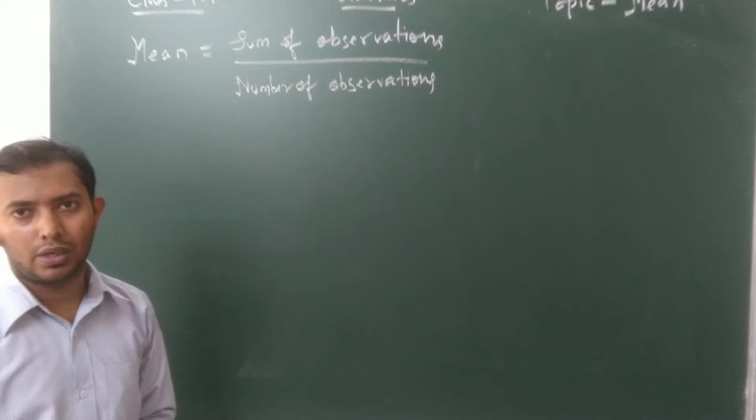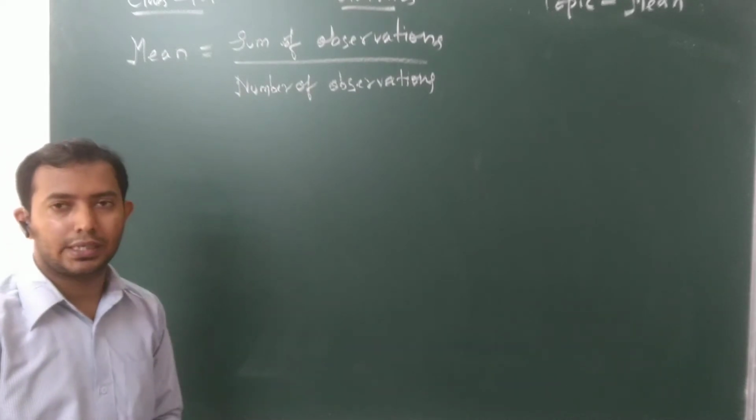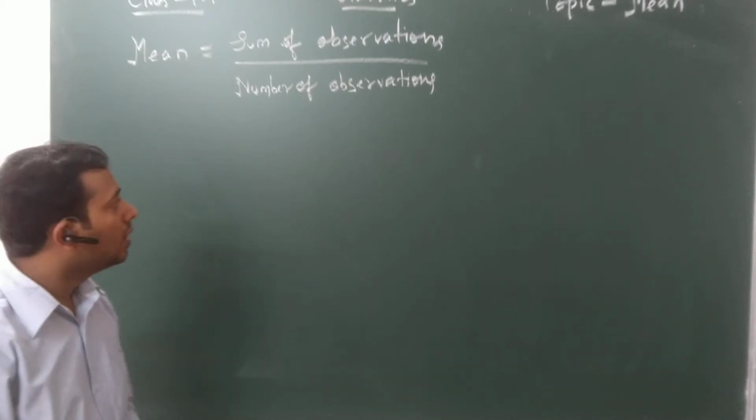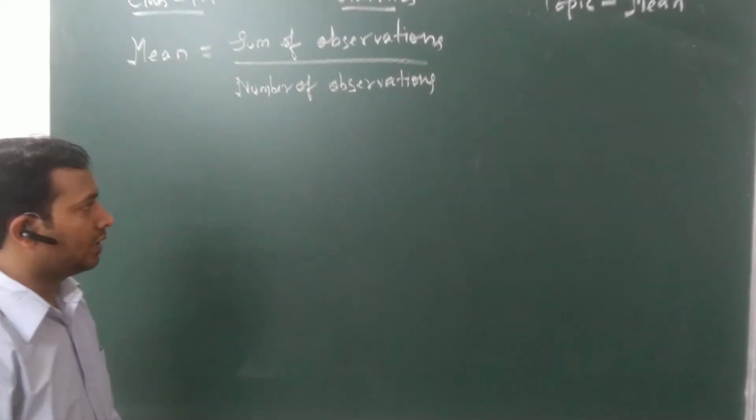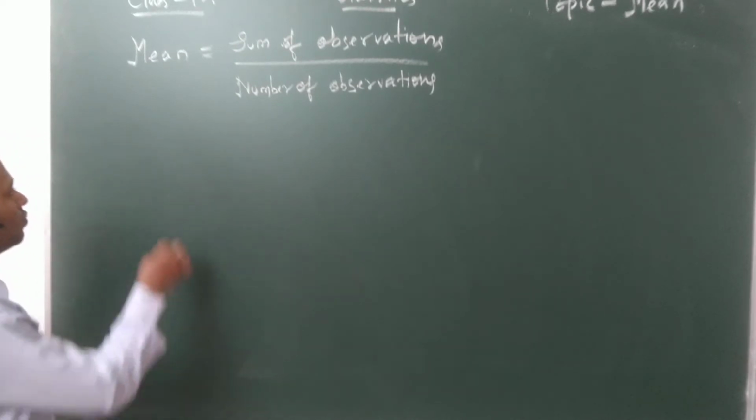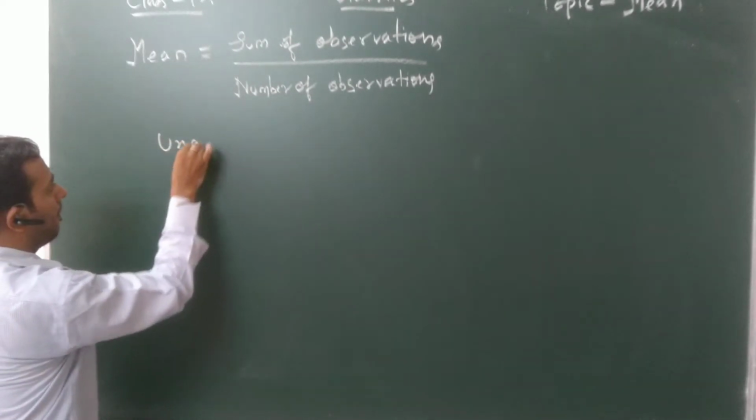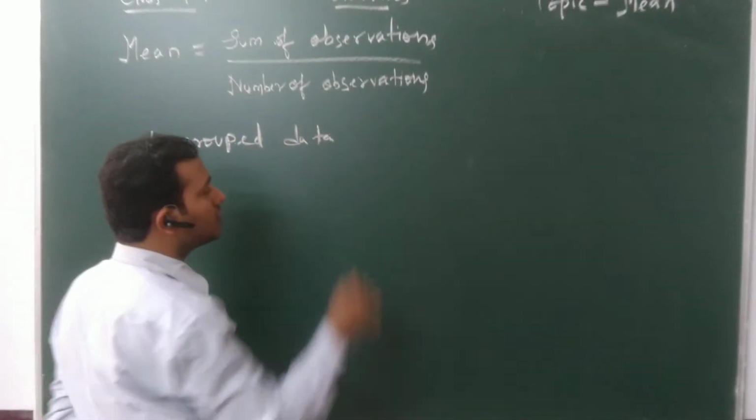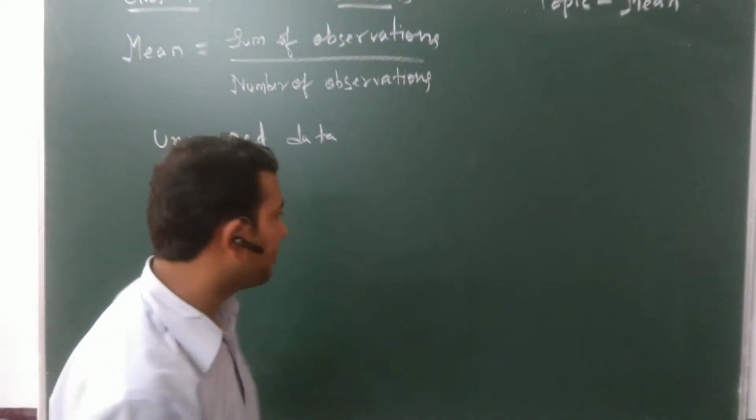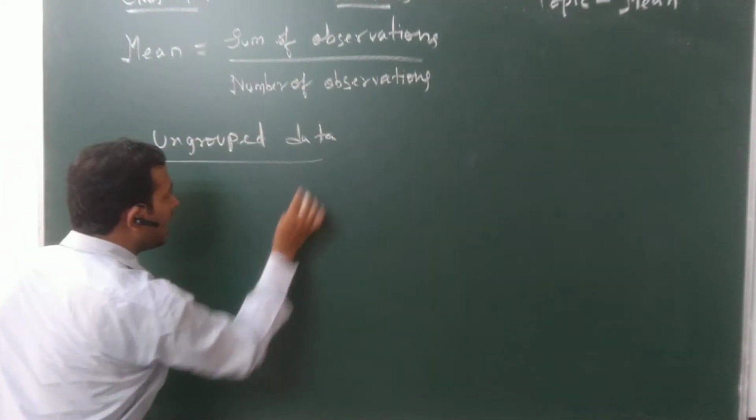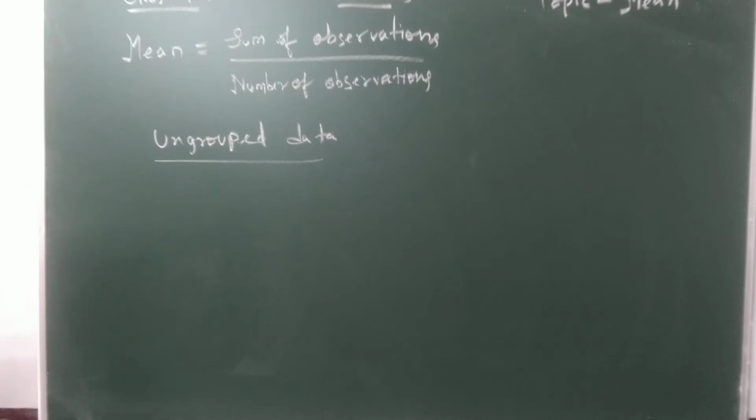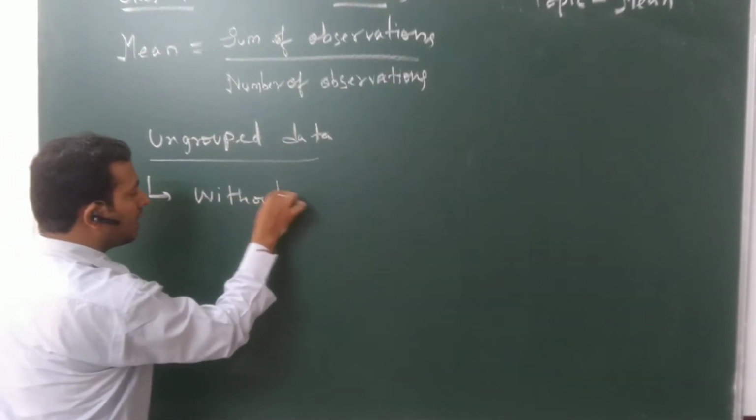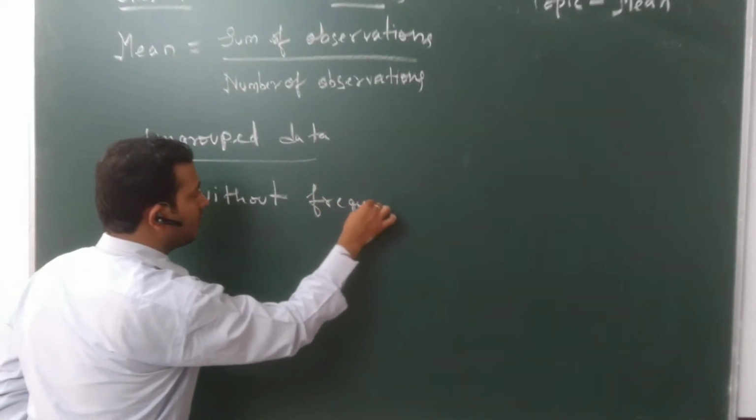This is the general formula. Now we need to go to a particular case. We're going to see what the formula will be for ungrouped data and for grouped data. So we have two parts: ungrouped data and grouped data. For ungrouped data we have a different formula, and for grouped data we have a different formula. For ungrouped data we have two parts. One is without frequency, another is with frequency.